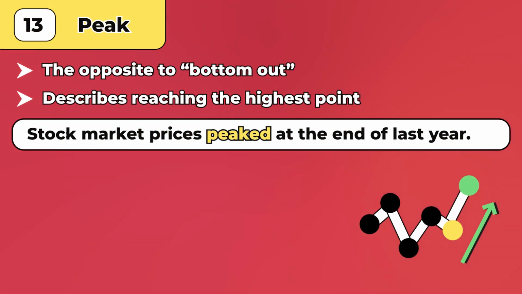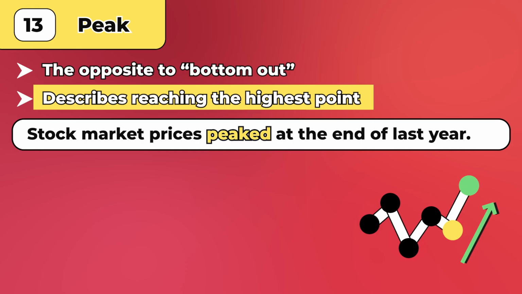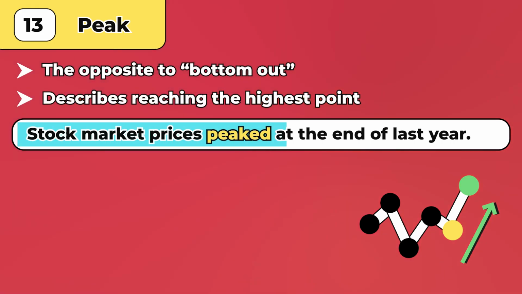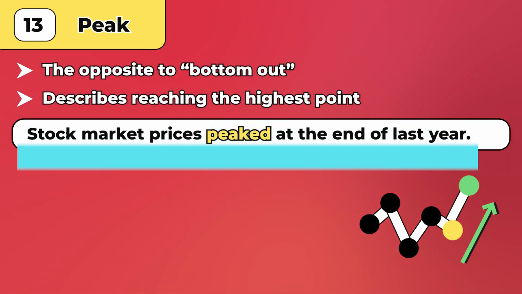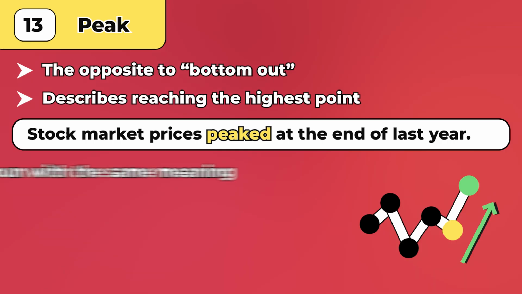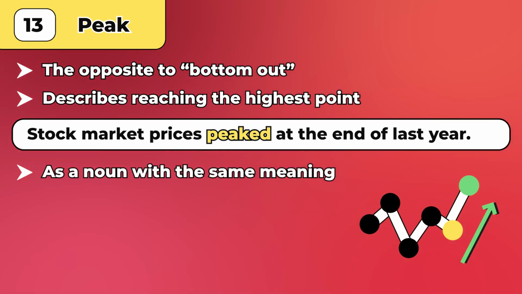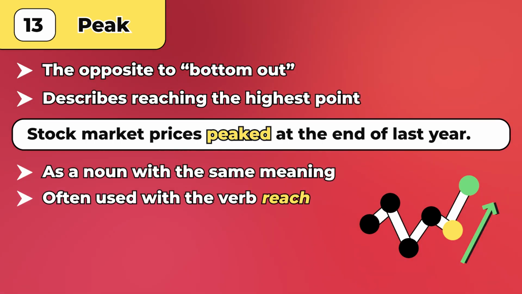Peak is the opposite to bottom out. It describes reaching the highest point. Stock market prices peaked at the end of last year. This word can also be used as a noun with the same meaning, often used with the verb reach.